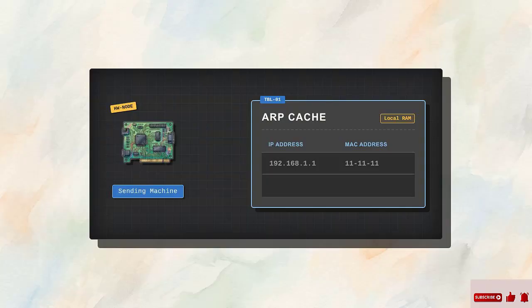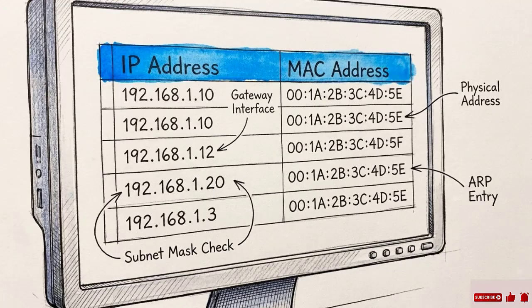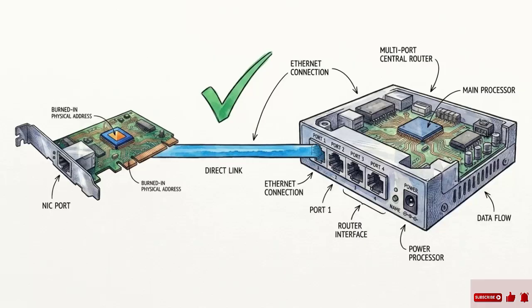For step 3, the sending machine takes that newly discovered MAC address and stores it alongside the IP in a local cache, known as the ARP table. Caching this relationship allows the sender to immediately build the physical Ethernet frame for future transmissions. It eliminates the need for constant, noisy broadcast queries and keeps network traffic highly efficient.